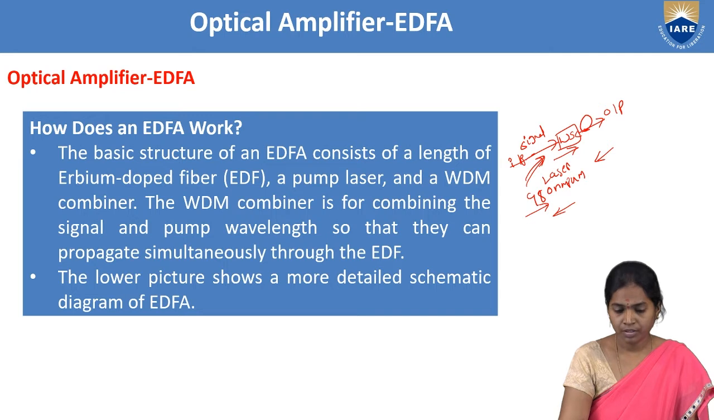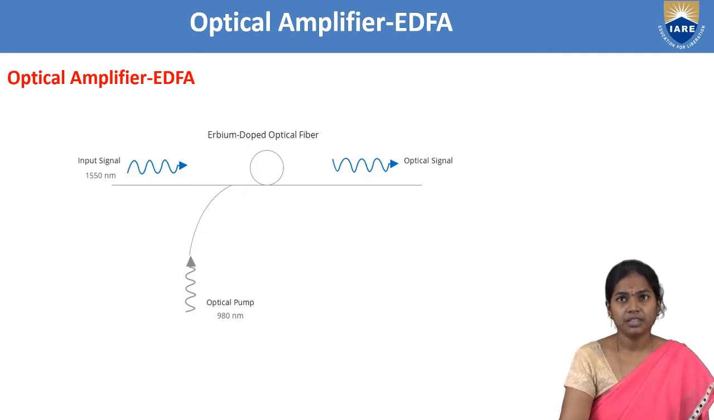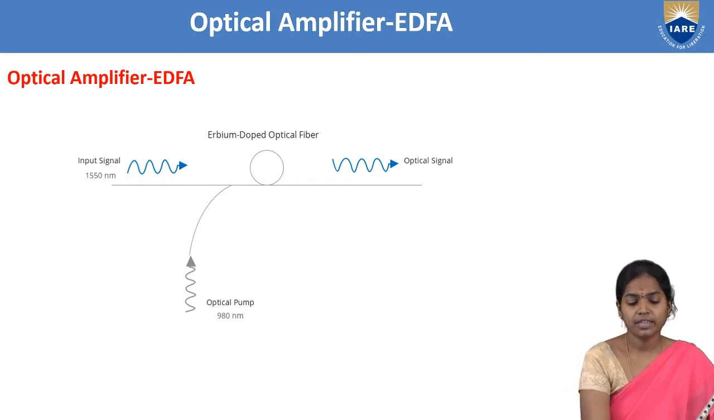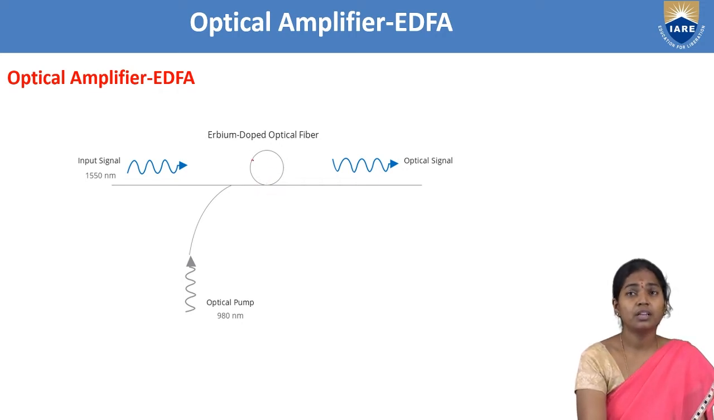So observe the picture here. In this image, the input signal is 1500 nanometers, into the erbium doped optical amplifier. So this is the doped level. In this doping, the core is doped with rare earth ions, and this is our output signal. Here the optical pump starts at 980 nanometers only.